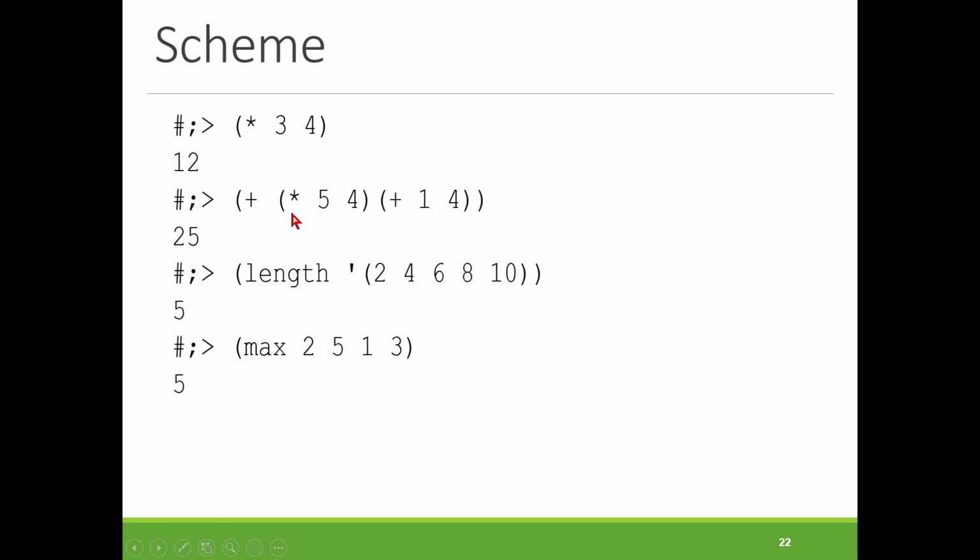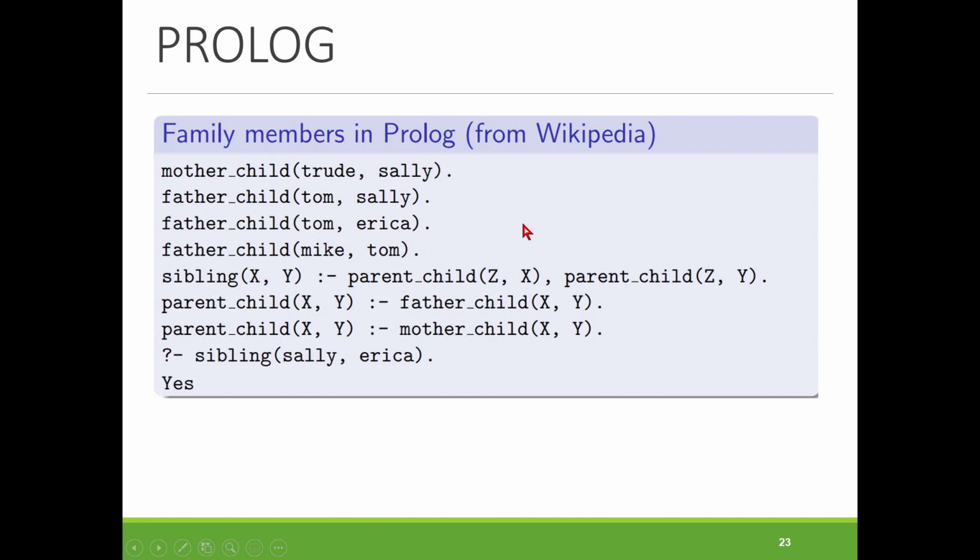So here's Scheme. This is one of the declarative ones, where we say you can multiply 3 and 4. Here's kind of combining some more steps. Here's checking the length, and here's checking the max of these numbers. This is really more difficult to describe and explain, so I'm just going to carry on to Prolog, where Prolog's a lot easier to make some sense of.